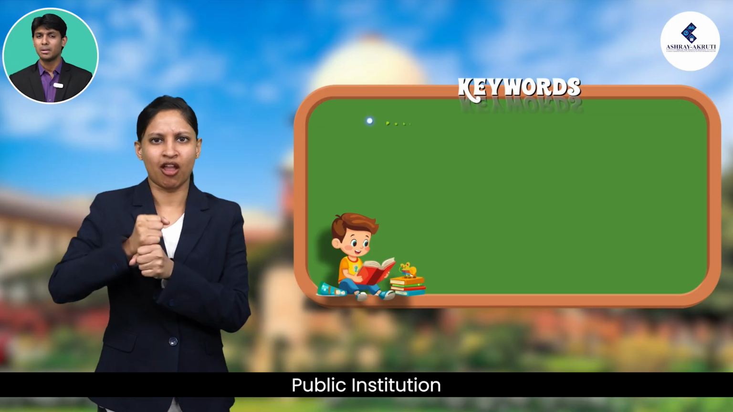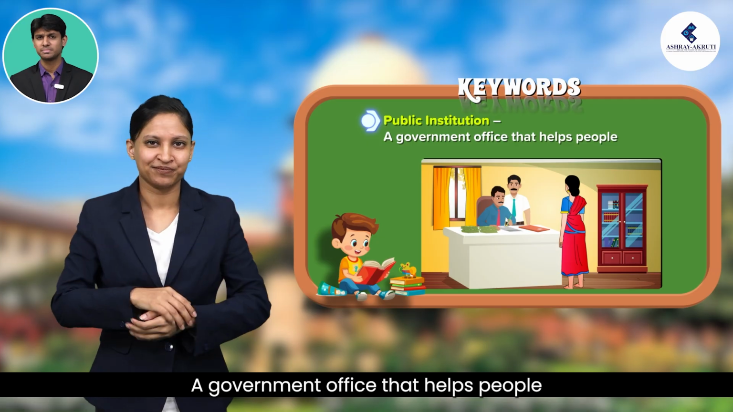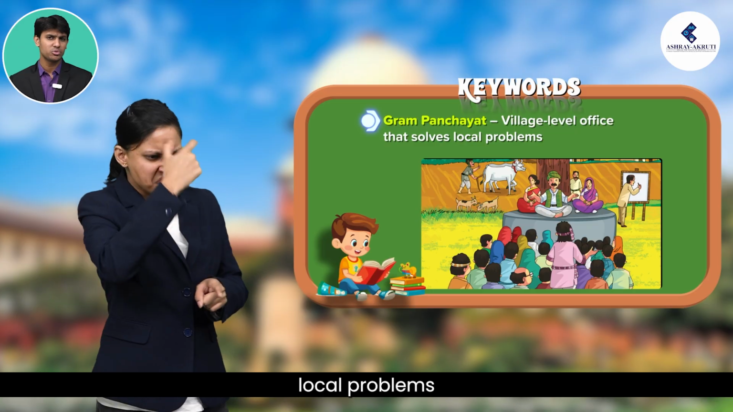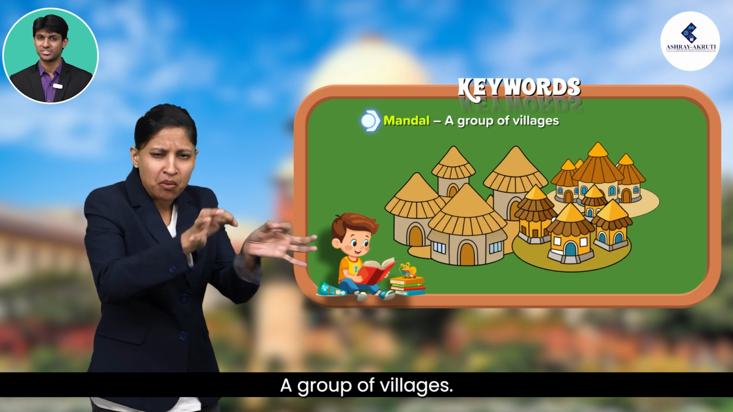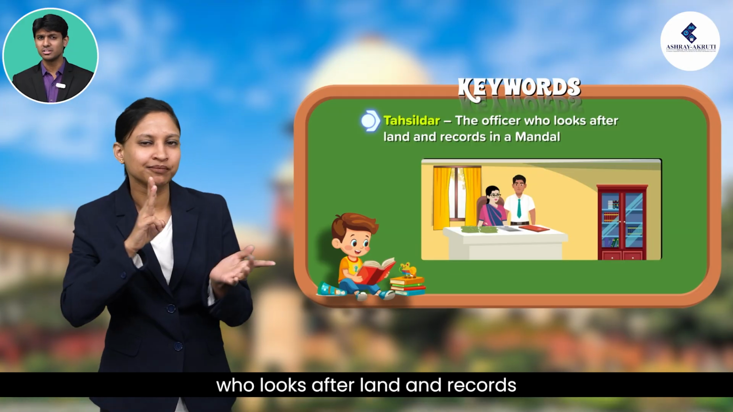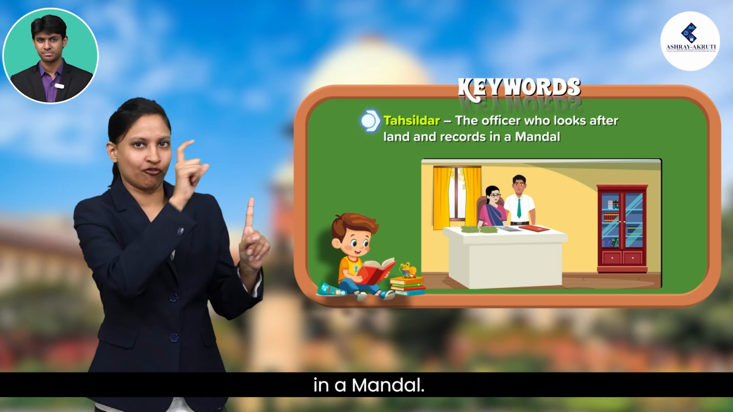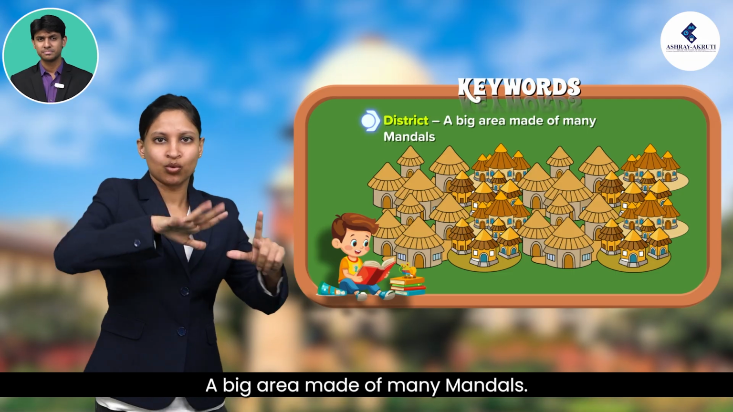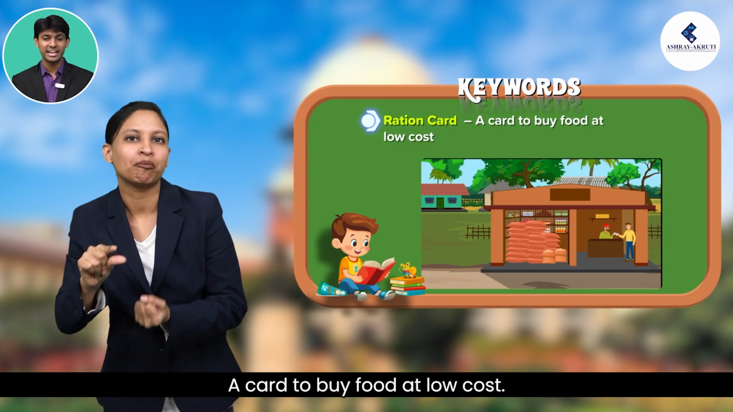Keywords. Public institution: a government office that helps people. Gram Panchayat: village level office that solves local problems. Mandal: a group of villages. Tahsildar: the officer who looks after land and records in a mandal. District: a big area made of many mandals. Ration card: a card to buy food at low cost.